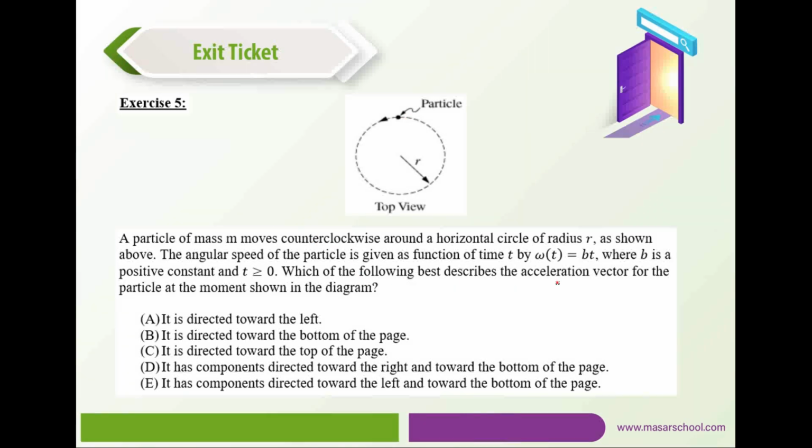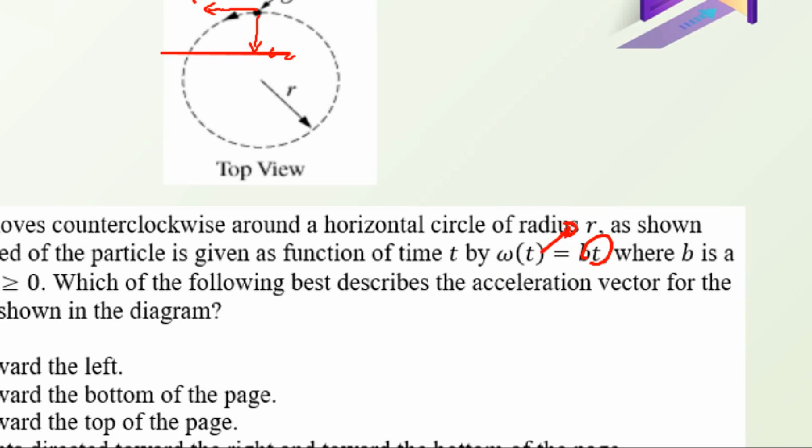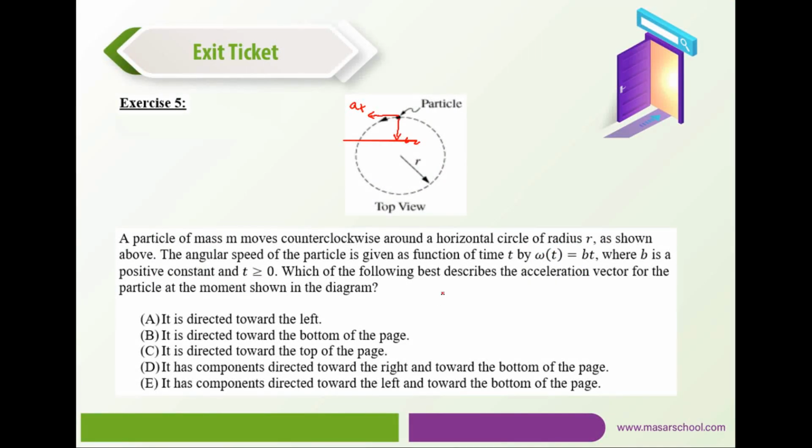Which of the following best describes the acceleration vector of the particle for the moment shown in the diagram? We have a centripetal acceleration down. We have a tangential acceleration pointing toward the left because it's speeding up. How do we know that it's speeding up? Because omega is positive, and as time evolves, this will increase, which means it's going faster. So they're asking for the acceleration, which acceleration, centripetal or tangential? They're asking for the total acceleration, and it would be pointing something like that. Upon completing the parallelogram, it has components directed toward the left and toward the bottom of the page at this particular point. If they're asking for another point, the directions would differ.